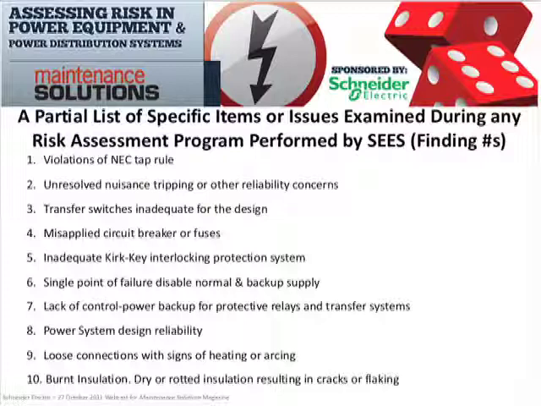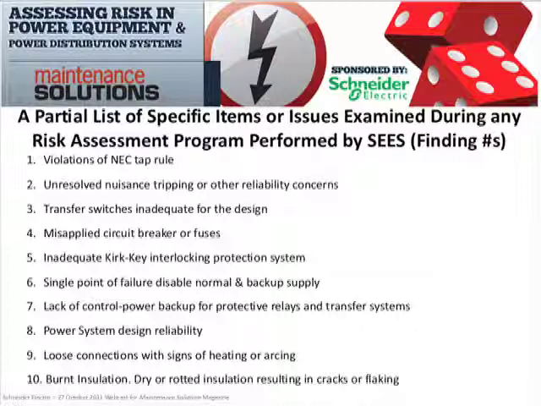Transfer switches, inadequate for the design. In many cases, the transfer switches are not rated for the available fault current in the system. Misapplied circuit breakers and fuses, inadequate Kirk key, I should say, in some cases no Kirk key interlocking with protective system. Single points of failure, disabled abnormal backup supply, a loss of control power, a power system design liability. For example, equipment systems have been modified over time and the system becomes unreliable over time. Loose connections, heating, arcing, and burnt insulation.